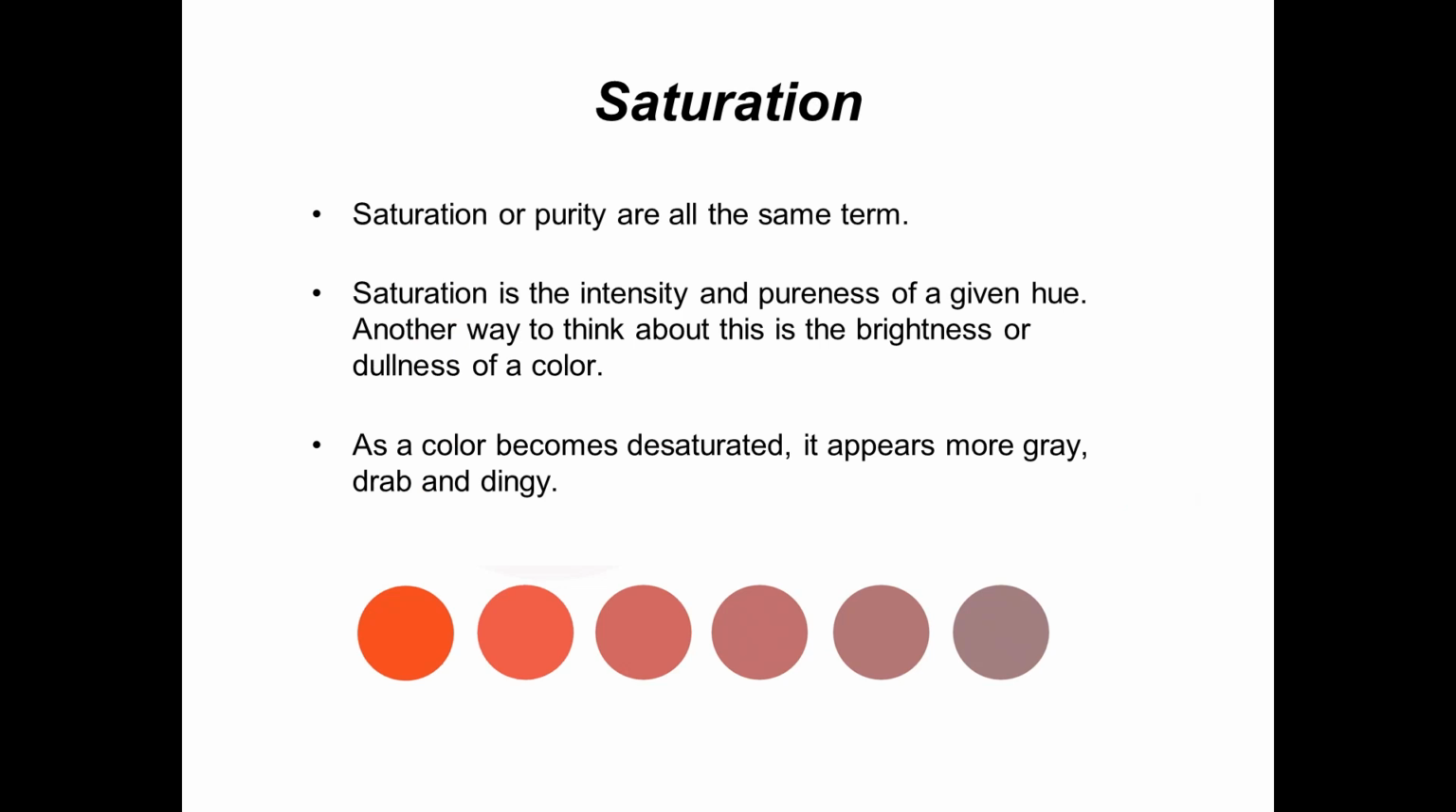Saturation or purity, they're pretty much the same term. Saturation is the intensity and pureness of a given hue. Another way to think of this is the brightness or dullness of a color. As a color becomes desaturated, it becomes more gray. So we've got a pure color here, and it's desaturating as we go along.